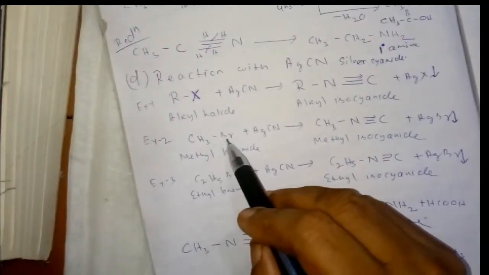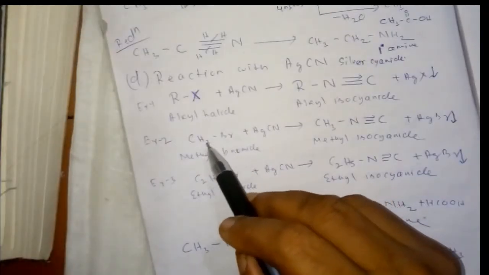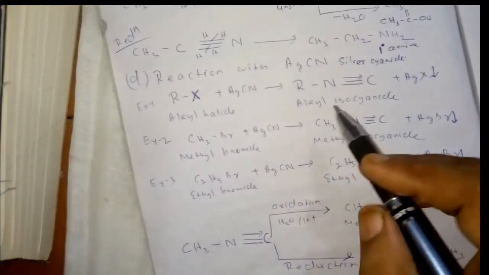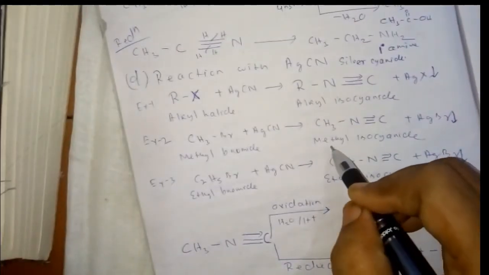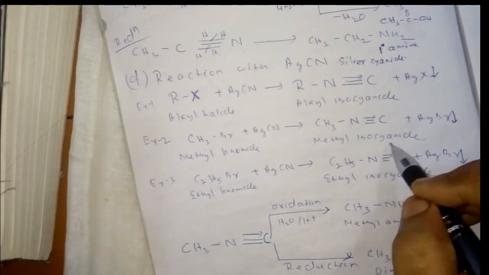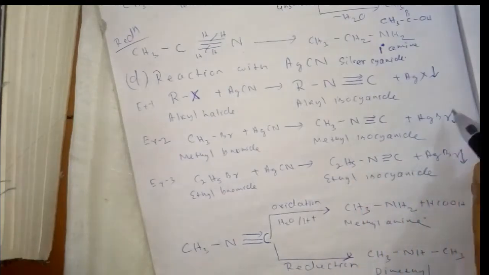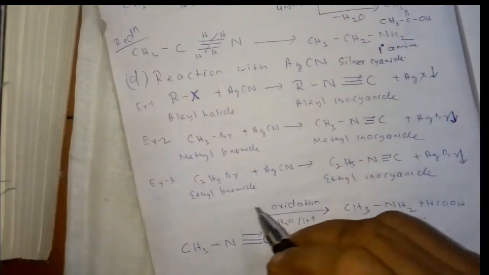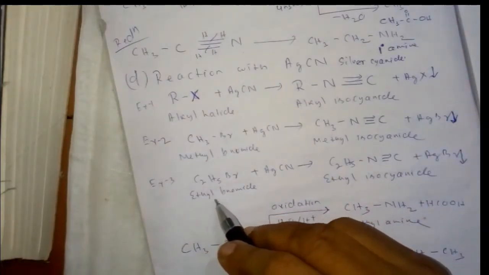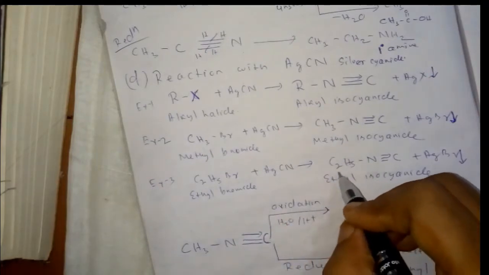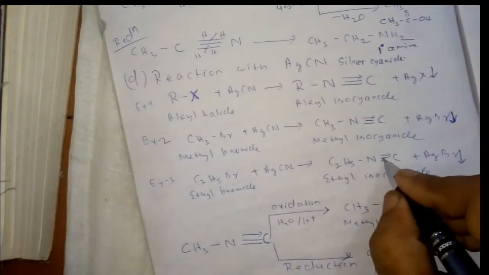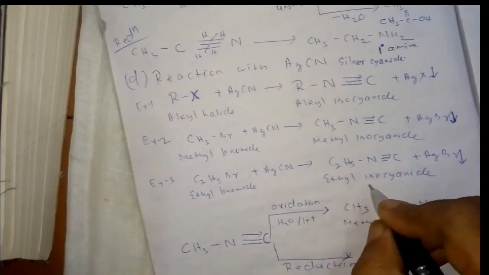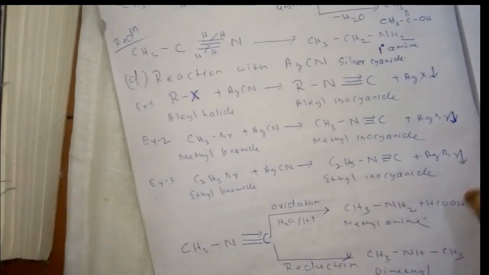Example 2 is methyl bromide or bromomethane. Methyl bromide plus AgCN silver cyanide will give CH3NC, methyl isocyanide, plus AgBr, which is a precipitate. C2H5Br, ethyl bromide, plus AgCN will give C2H5NC, ethyl isocyanide, plus AgBr.